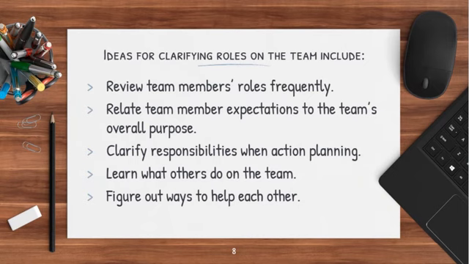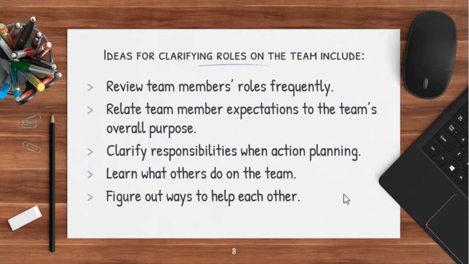So ideas for clarifying roles on the team include, the first one, review team members' roles frequently. It's very important that we go back to our roles frequently because sometimes at a certain point in working there would be times when we try to embrace other people's roles or go beyond our roles or not play our roles properly. Therefore, we have to check and review our team members' roles frequently.